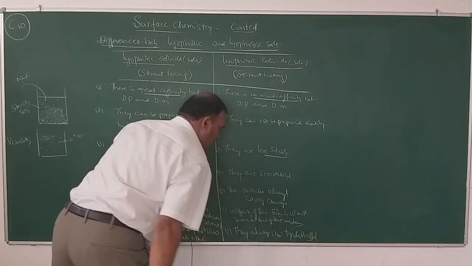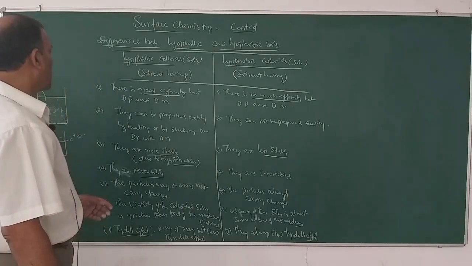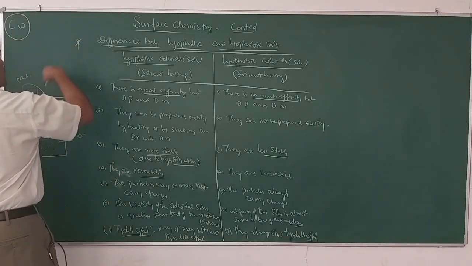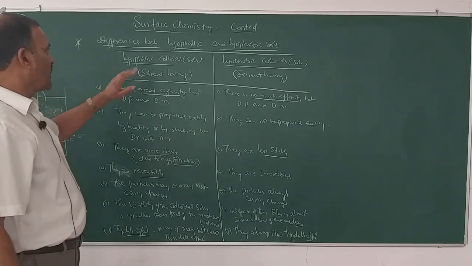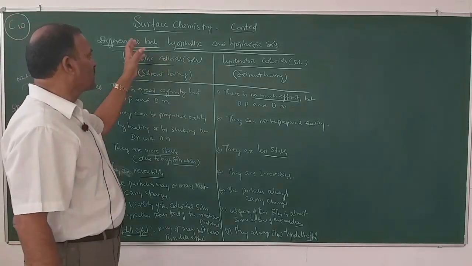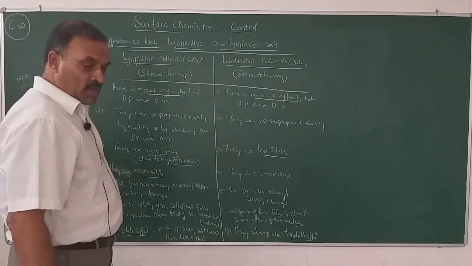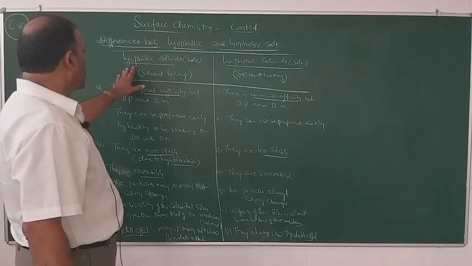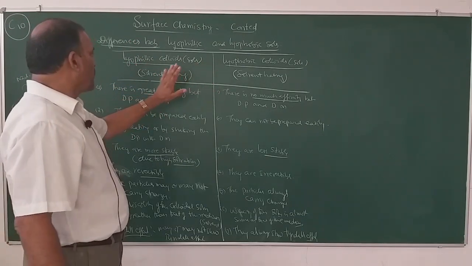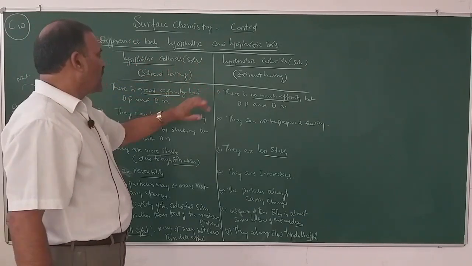Tyndall effects. So these are the very important differences. You will be asked, what is the difference between lyophilic and lyophobic colloids based on the affinity between dispersed phase and dispersion medium. Colloids are classified into two types: lyophilic, lyophobic, solvent loving, solvent hating.